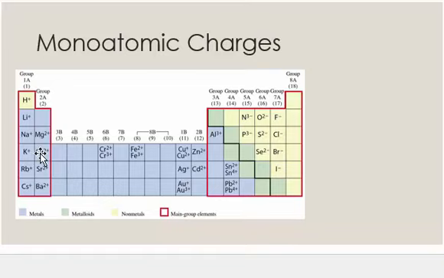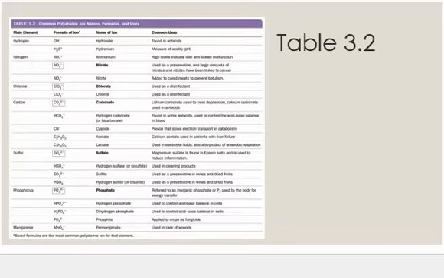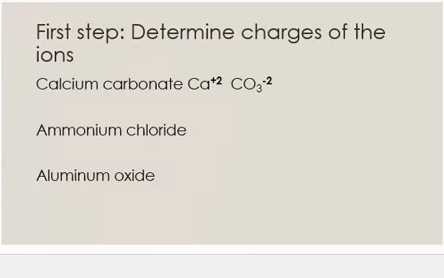Calcium is a metal with a constant charge of +2, capital C lowercase a, +2. Carbonate ends in the suffix -ate, so it is a polyatomic ion. On Table 3.2 we see that it has a charge of -2. Carbonate is capital C, capital O subscript 3, -2 charge.